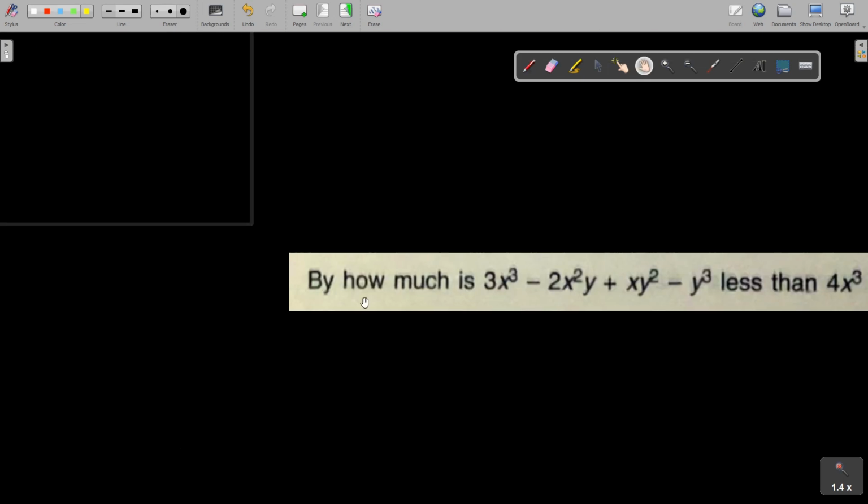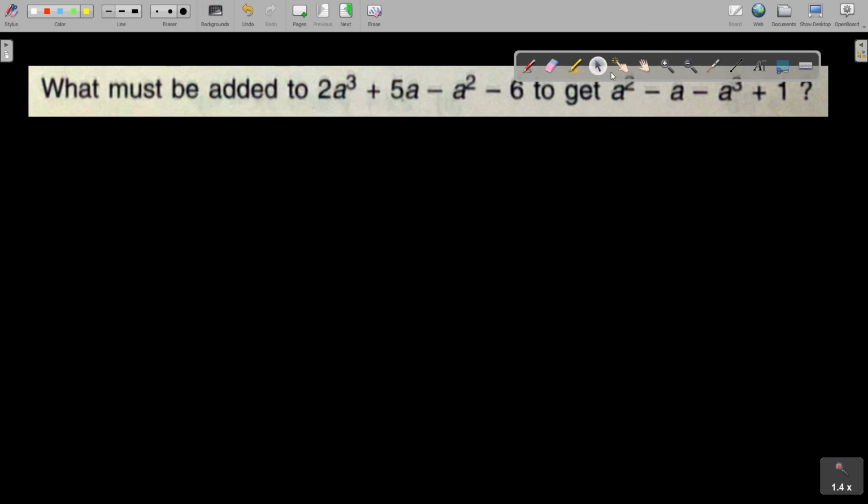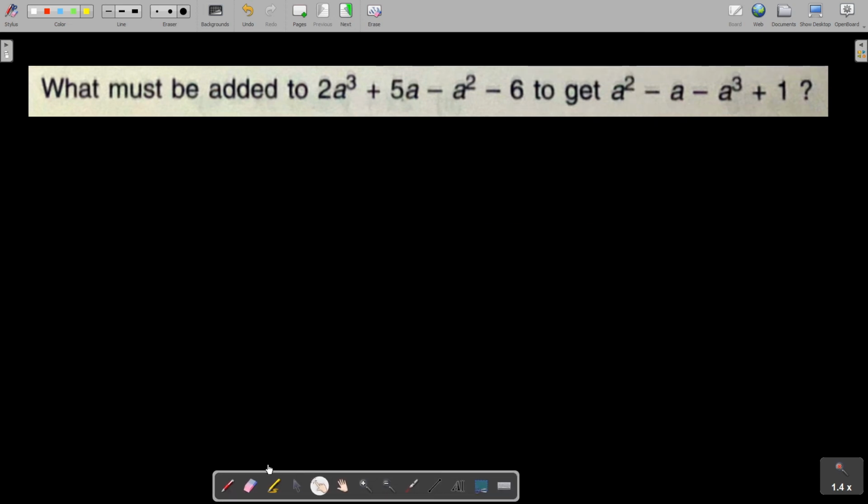Let's try a word problem. What must be added to 2a cubed plus 5a minus a square minus 6 to get a square minus a cubed plus 1? Now these questions are sometimes confusing. Students get confused about which one we need to subtract from the other. Whether I name it 1 or 2, should we do 2 minus 1 or 1 minus 2? I'm going to teach you a very simple trick by which you can easily find out. It says, what must be added.